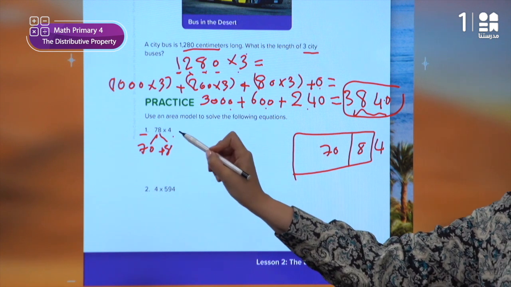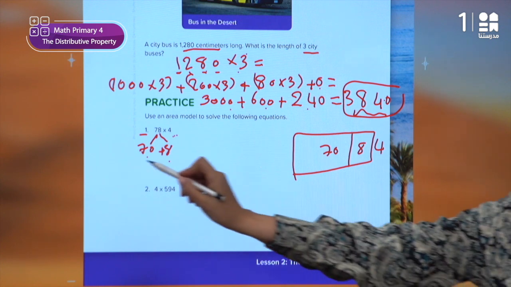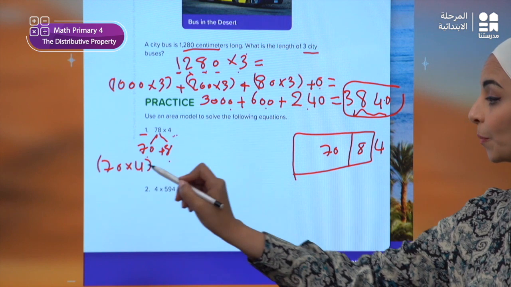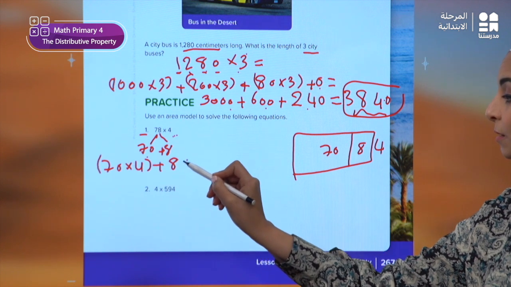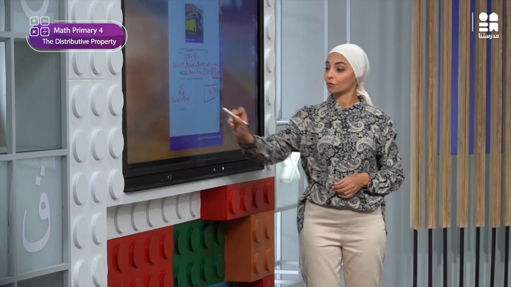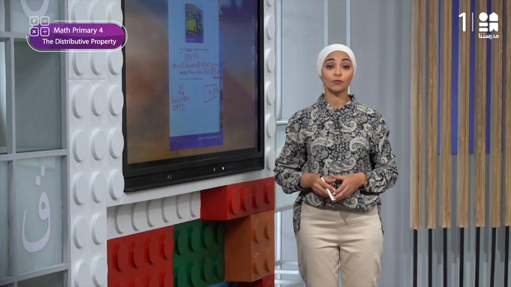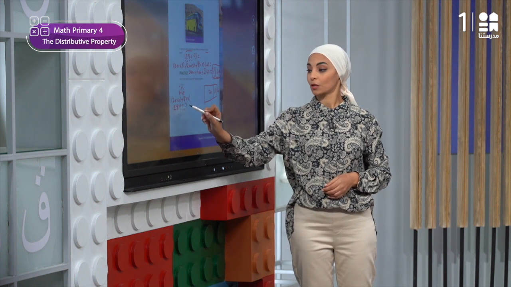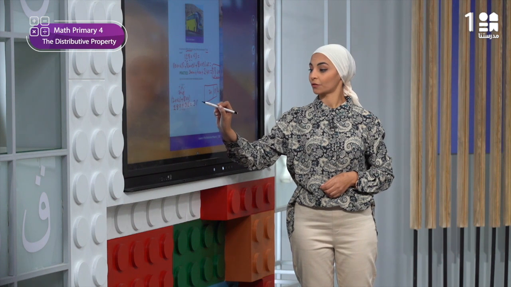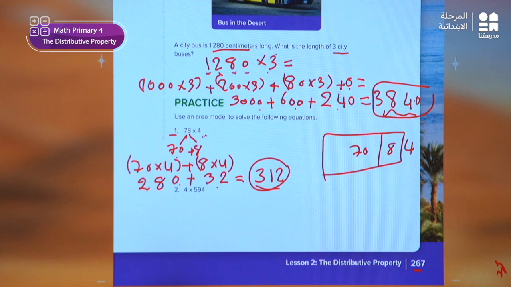Okay, so what should I do next? Yes, I will do 4 times 70 and 4 times 8. Let's write it. So 70 times 4 plus 8 times 4. Okay, 70 times 4 equals what? Of course, 280. Plus 8 times 4 equals what? 32. So when I add these two numbers, the answer is 312. That means 78 times 4 equals 312.